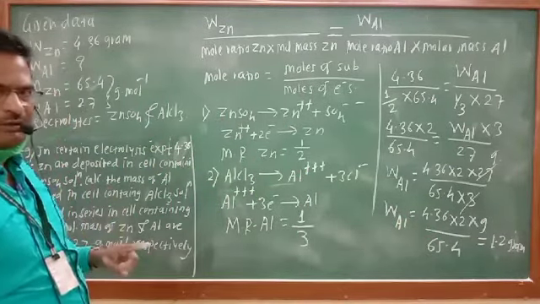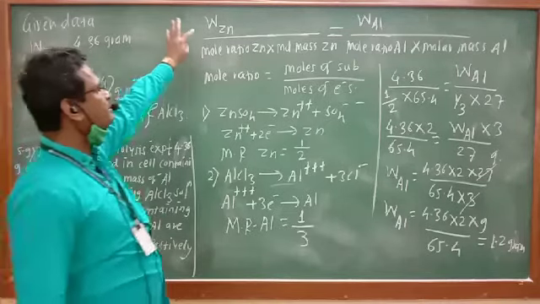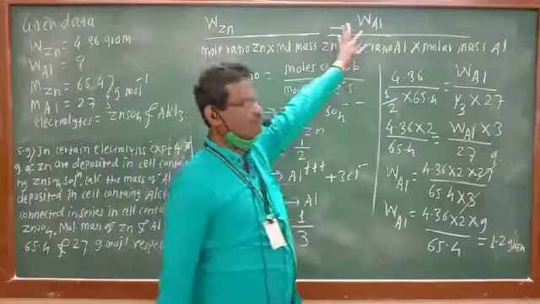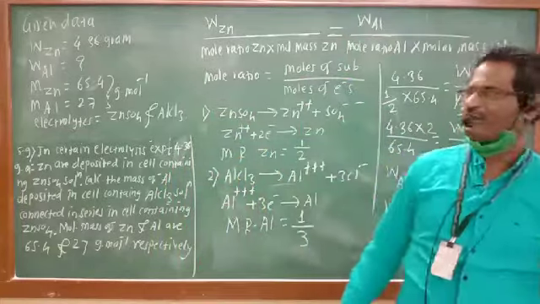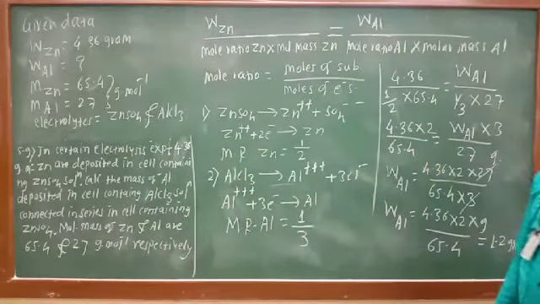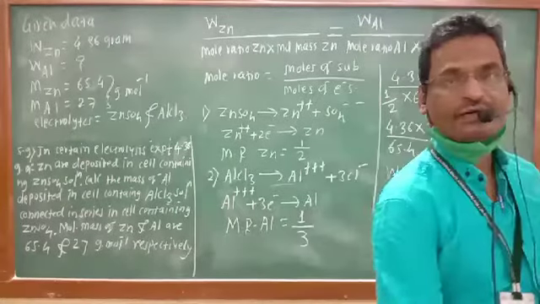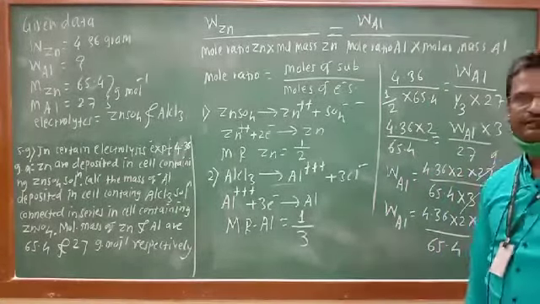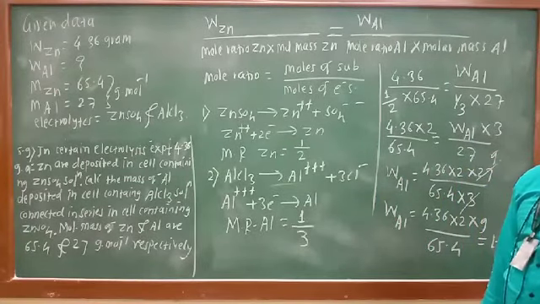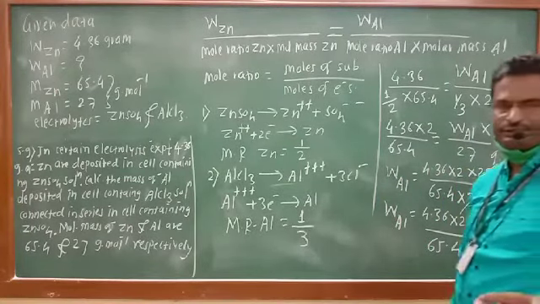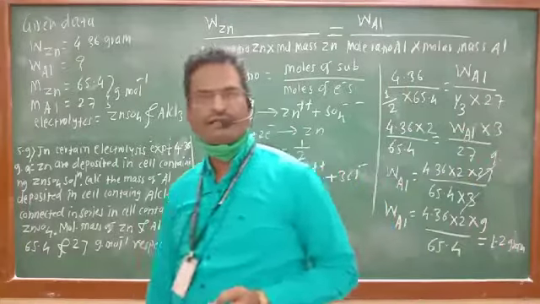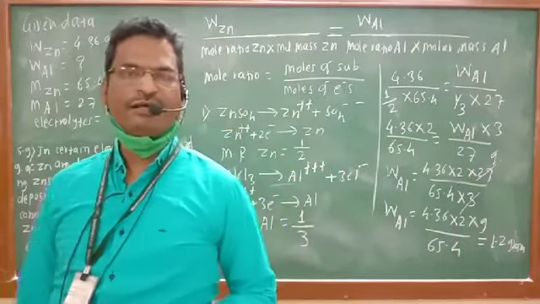In that manner, if weight of one substance is known, weight of the other substance can be calculated from the quantitative aspects. So with that, we have completed the numerical examples based on quantitative aspects of electrolysis. The next point is galvanic cell. We will continue in the next lecture.